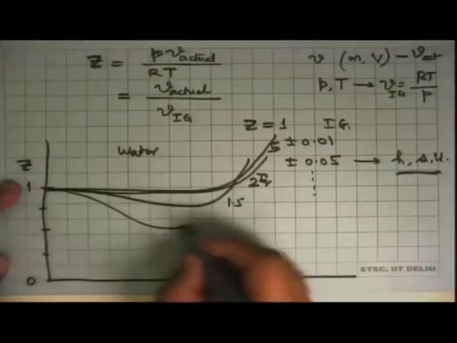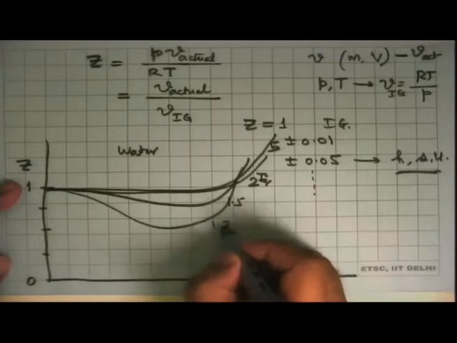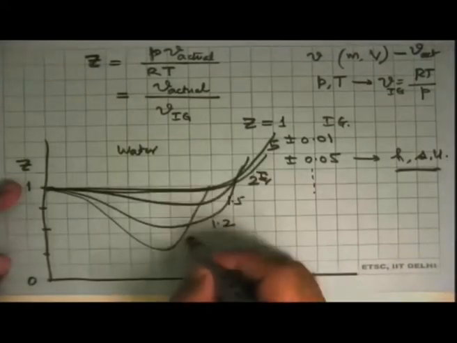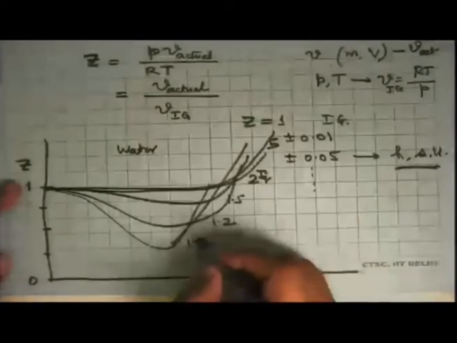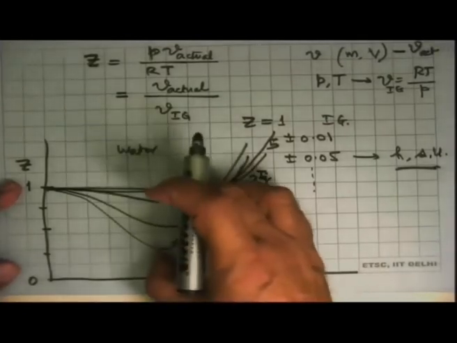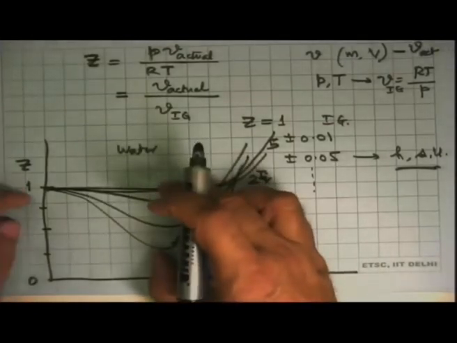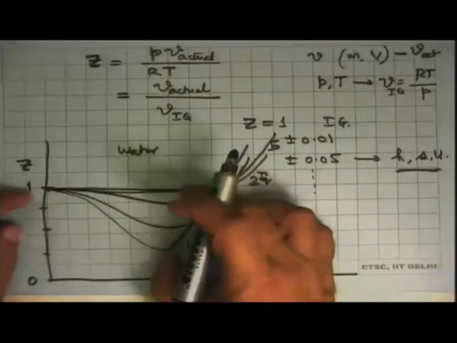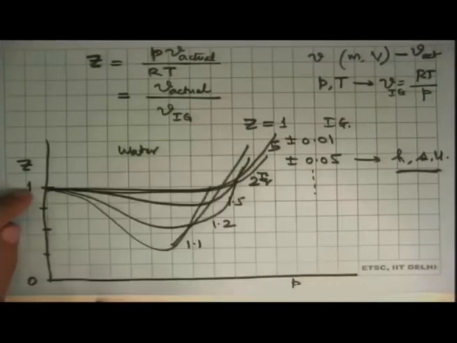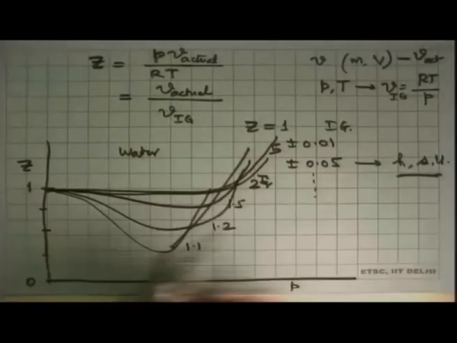When you come down, 1.2, 1.1 like this, the deviation from Z equal to 1 becomes very, very large. Now we have a problem.